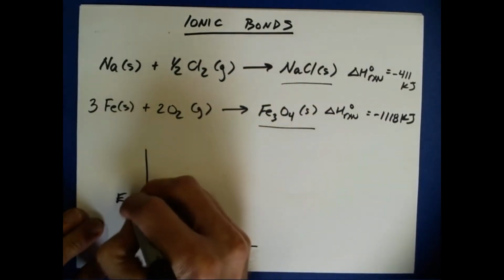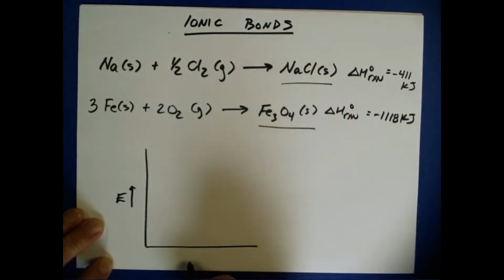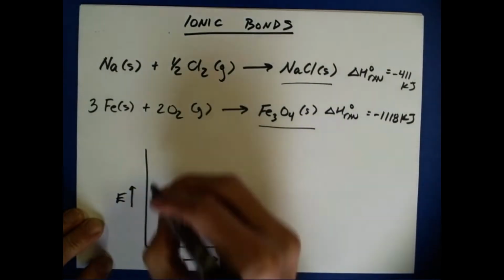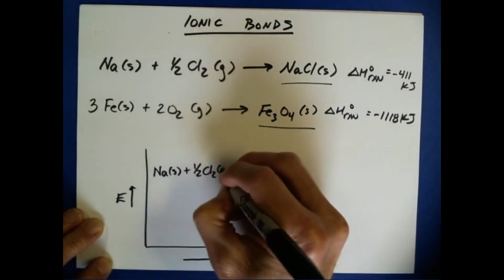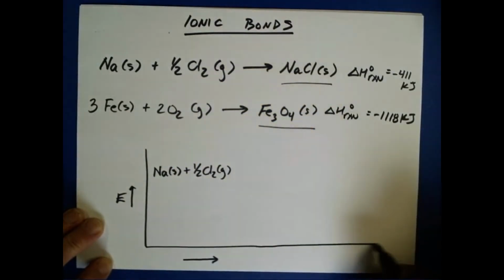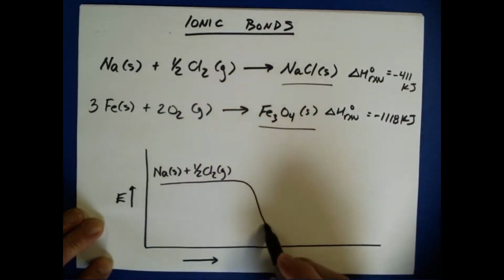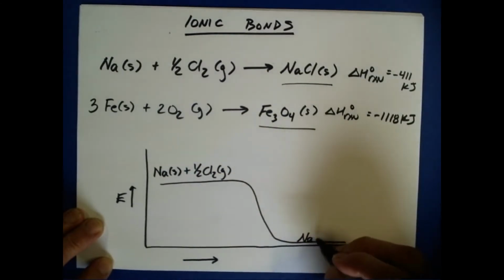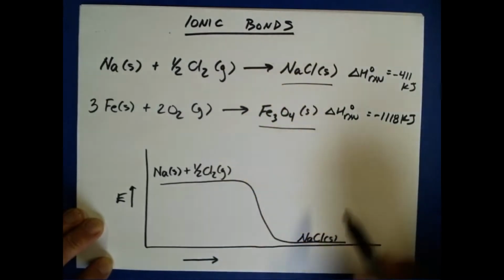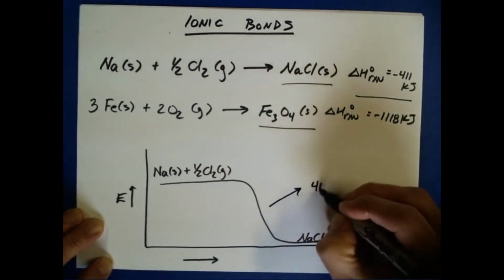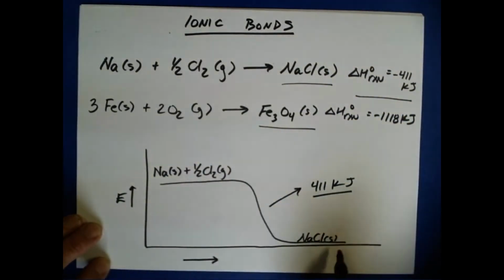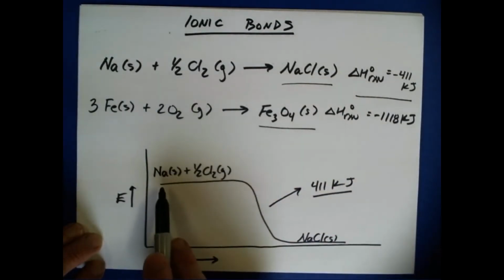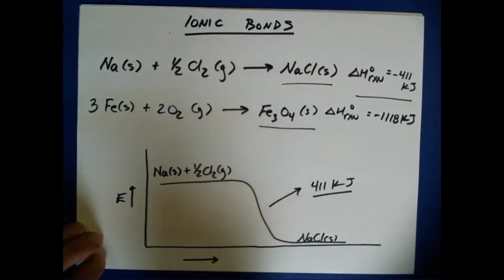So we're going to write energy on this axis, and we'll just put the different reactants or products on this axis. So we can put, for example, solid sodium and chlorine gas. That's going to be relatively high in energy, and we know that because as we go from solid sodium and chlorine gas to solid sodium chloride, there's a release of energy, 411 kilojoules of enthalpy released. And so we have a decrease in energy, which indicates an increase in stability. Salt's a lot more stable than solid sodium and chlorine gas.